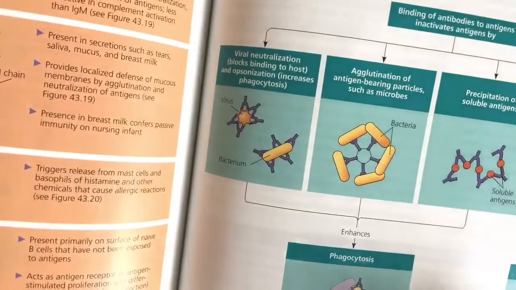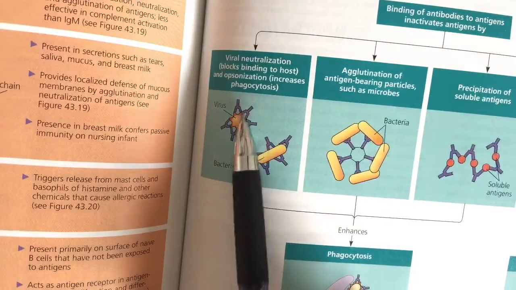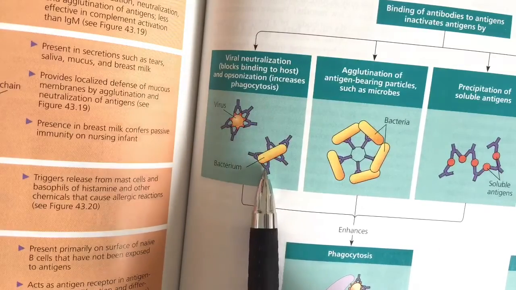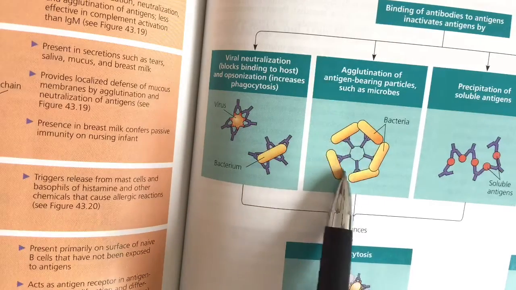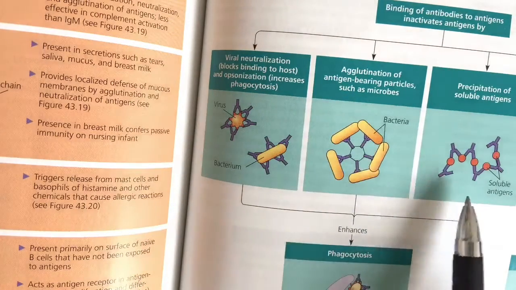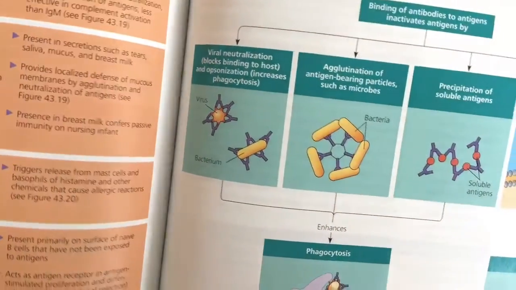So remember, the antibodies are important. Remember why they're important on this figure here, 43.19, that they neutralize the viruses or bacteria by binding to them so that they can't infect other cells. They make them kind of stick together so that they're easily, in these cases here, easily taken out by the macrophage.